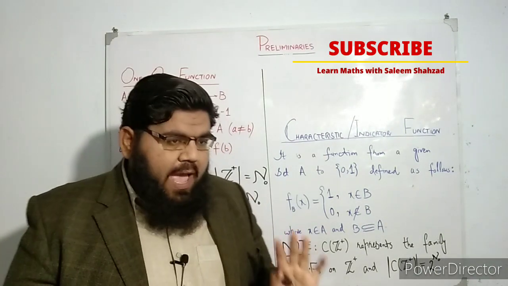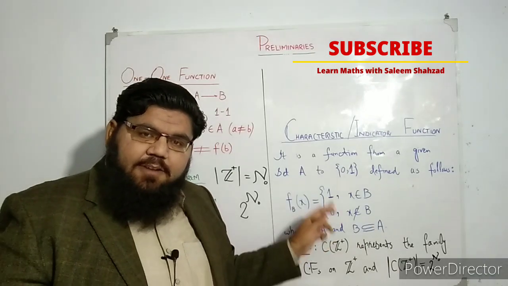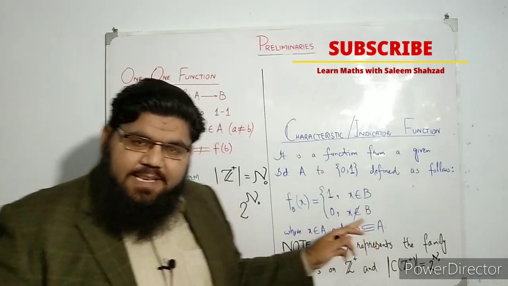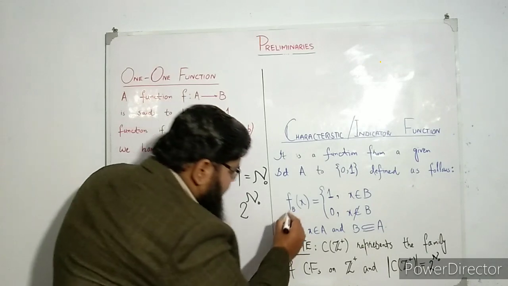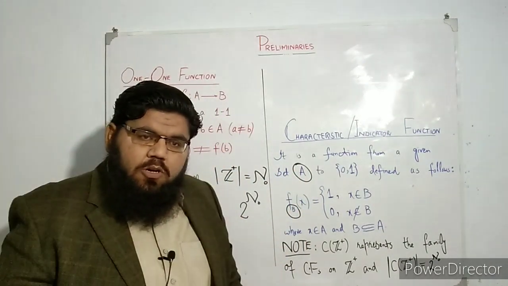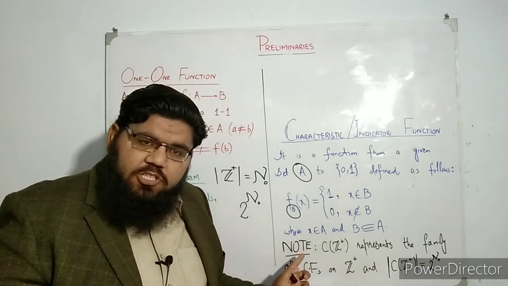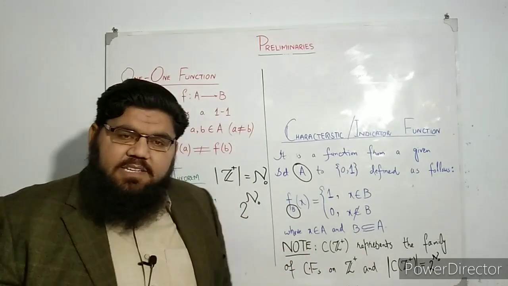As you can see from this definition, the indicator or characteristic function is basically related to the subsets of that given set. So how many indicator functions or characteristic functions can be related to a given set?